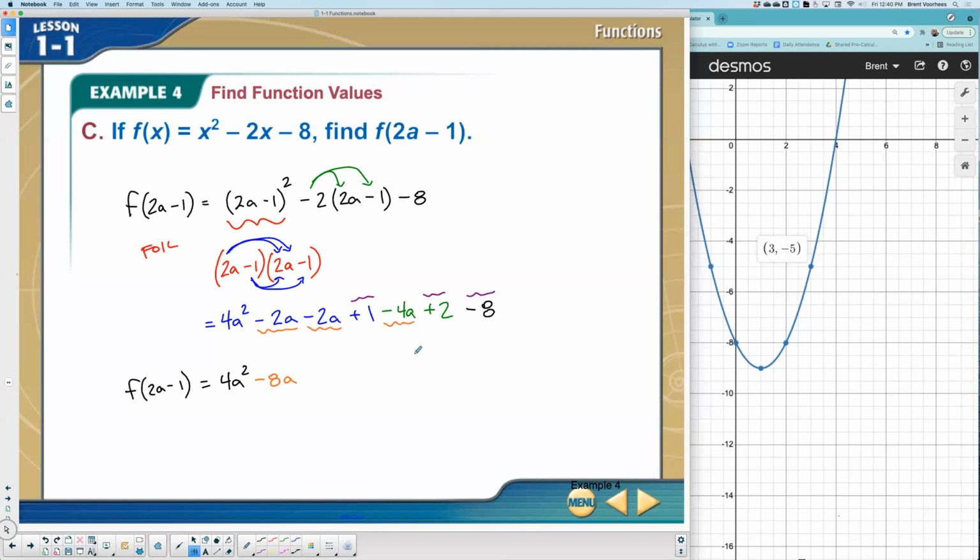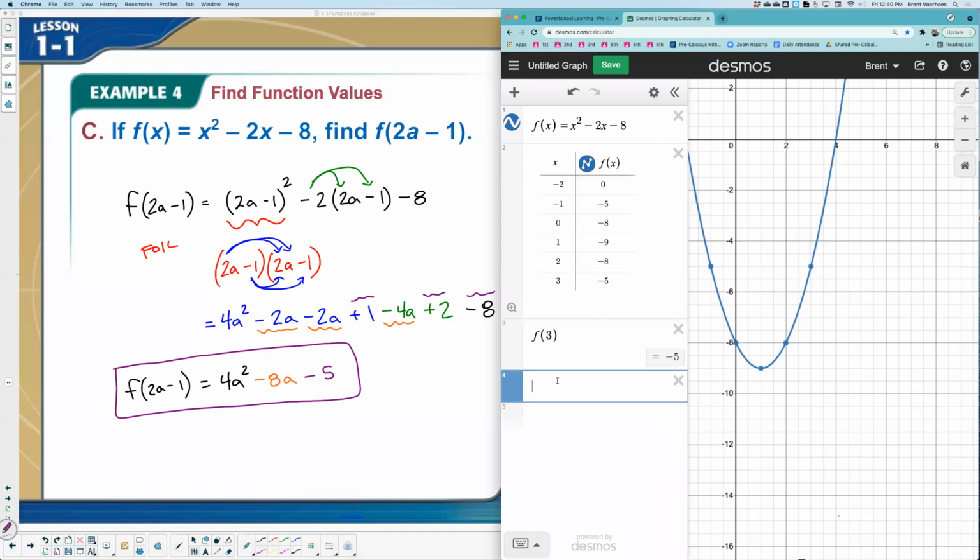What's 3 minus 8? Minus 5. That would be my equation there. Unfortunately, I do not think Desmos would solve this for us. Yeah, it won't do it with a variable in there. It will do it if it's an integer.